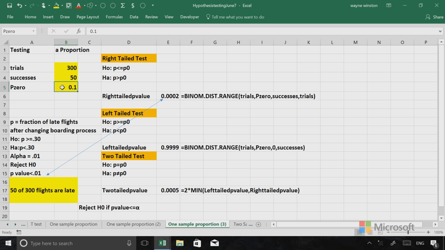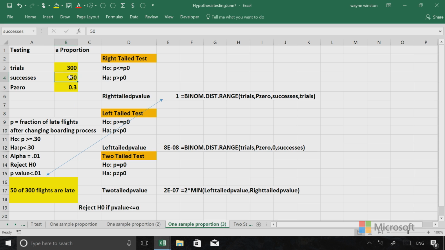So we put in the P0 here, which should be 30%. And when we get 50 successes out of 300, we put that in here. And now you look at this. This is a left-tail test, and the p-value is like 8 in 100 million. Okay, that's way less than 0.01. So we are quite sure that the new boarding system is better than the old boarding system.